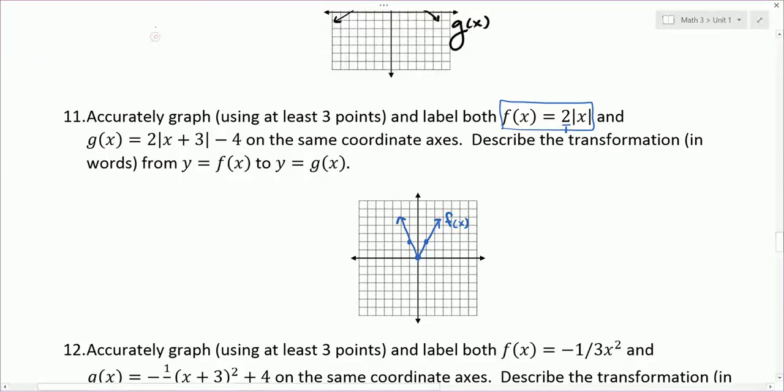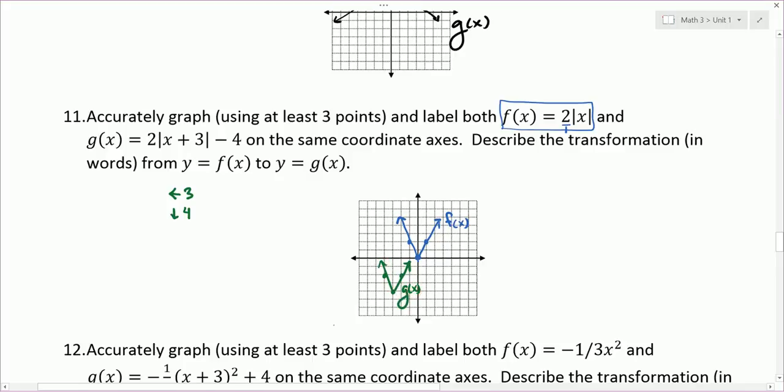g I'm going to do in the color green. g has been translated to the left 3 units and down 4 units. And we've already graphed or plotted this parent graph. And so you could take those 3 lattice points that we already plotted, move them left 3, down 4. And we have our sketch of g of x.